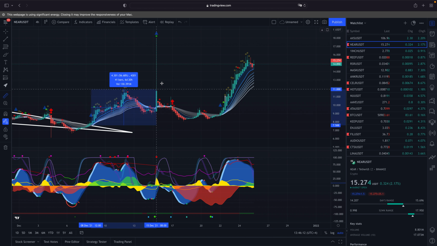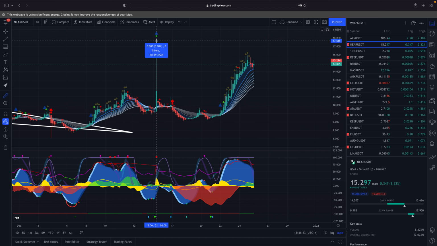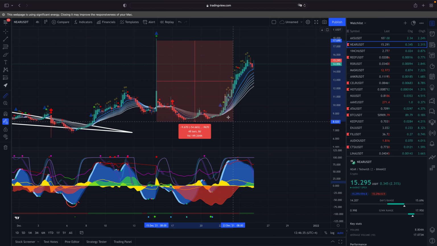Boom, crash here, and that was amazing. You know what I'm saying? Then here you should have a short position to here. Boom, beautiful, 43%. Or maybe you should keep your position and beautiful 40, beautiful 54%.